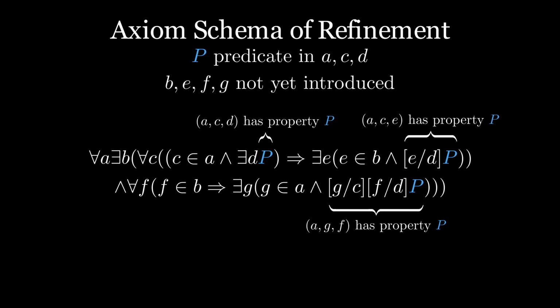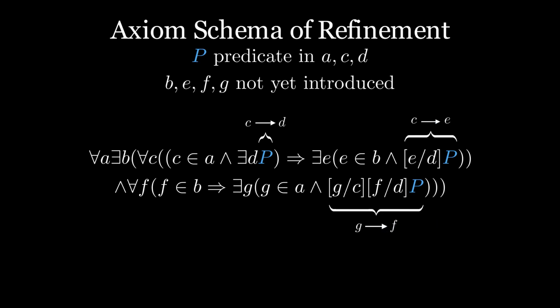Okay, but what does it mean that, say, the trio A, C, D has the property P? It tells us C is related to D by this property. Here A is just along for the ride and stays the same throughout. Similarly, this says C relates to E, and this says G relates to F. Okay, let me make some room so I can bring back the pretty picture. You can rewind if you need to see these assumptions again.